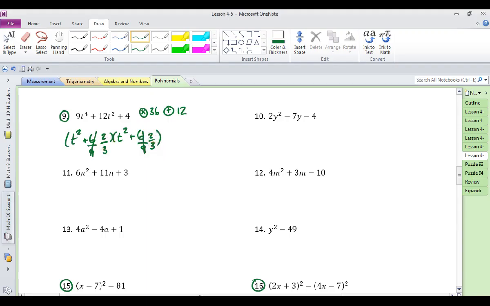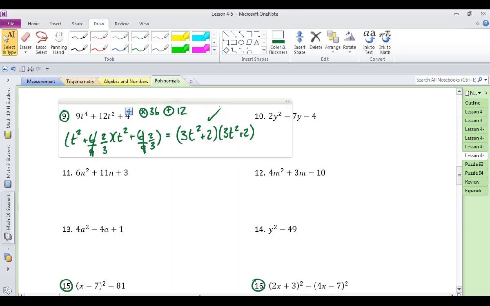Yeah. Then where do the denominators go? In the front. So 3t squared plus 2 times 3t squared plus 2. Then we check. Is 3t squared times 3t squared 9t to the 4th? Yep. Is 2 times 2 positive 4? Yep. So we know we're right. Even though it looked different, we just followed the same rules.